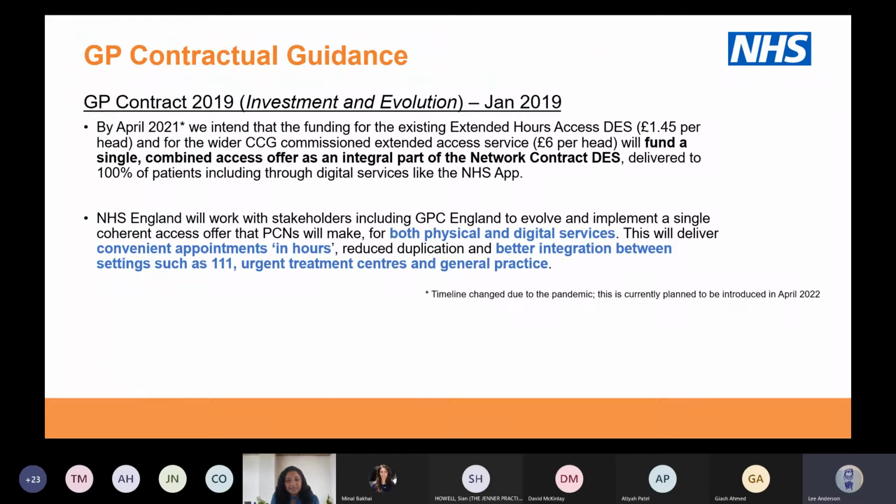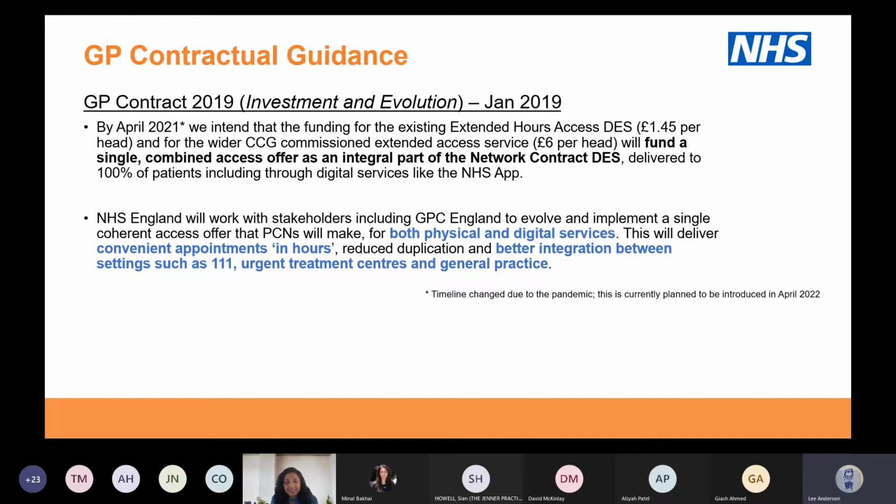So I suppose the plans that affect general practice the most, that are scheduled to come into play from April 2022, are the merging of the extended hours access DES with the CCG commissioned extended access service. These are the services that are provided by the extended access hubs, which in most areas are provided by local federations. Plans have been put together to merge this into a single combined offer that will be provided by PCNs. The schedule for release of the details of what will be included with this specification is the end of this month, with the service going live from April.